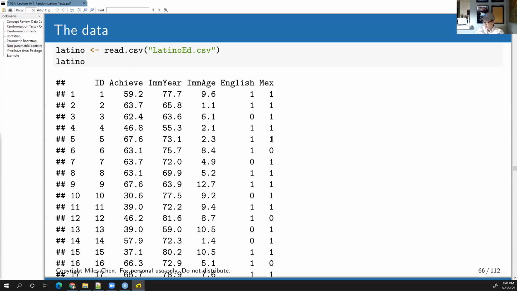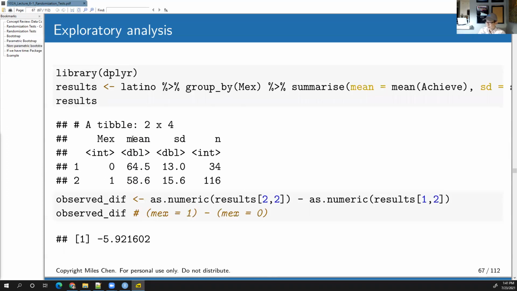This is someone's identity, right? These people came from Mexico. These people who have zeros here did not come from Mexico. They came from some other Latin American country, okay? And again, I don't know what these mean, okay? 63.1, 63.7, 63.1, 67.6. I don't actually know what those numbers mean, okay? But we're going to just see, is there a relationship between this column for whether the person came from Mexico or not, and their educational achievement level, okay?